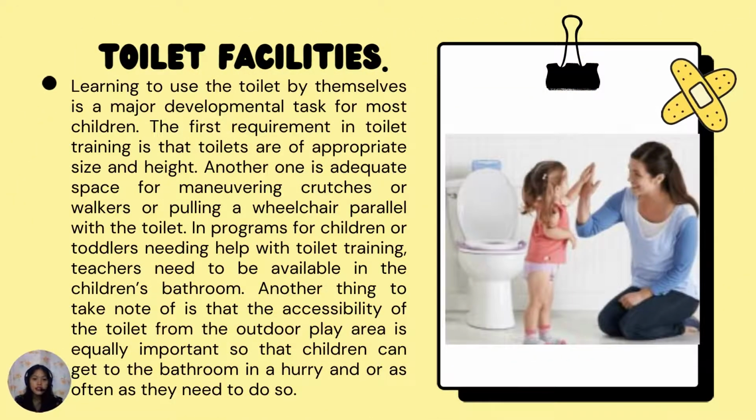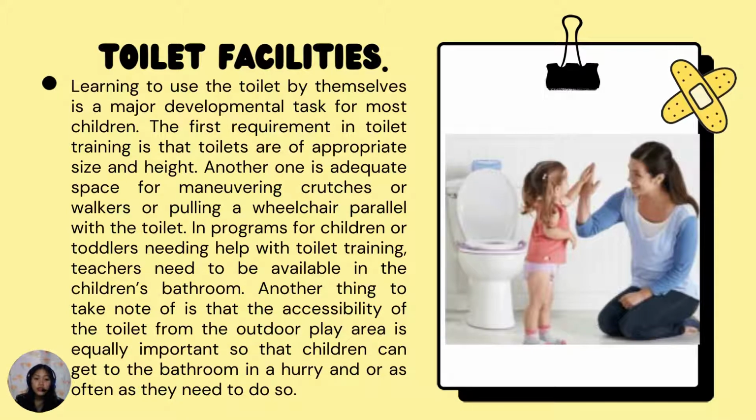Next is toilet facilities. Learning to use the toilet by themselves is a major developmental task for most children. The first requirement in toilet training is that toilets are of appropriate size and height. Another one is adequate space for maneuvering crutches or walkers or pulling a wheelchair parallel with the toilet. In programs for children or toddlers needing help with toilet training, teachers need to be available in the children's bathroom.